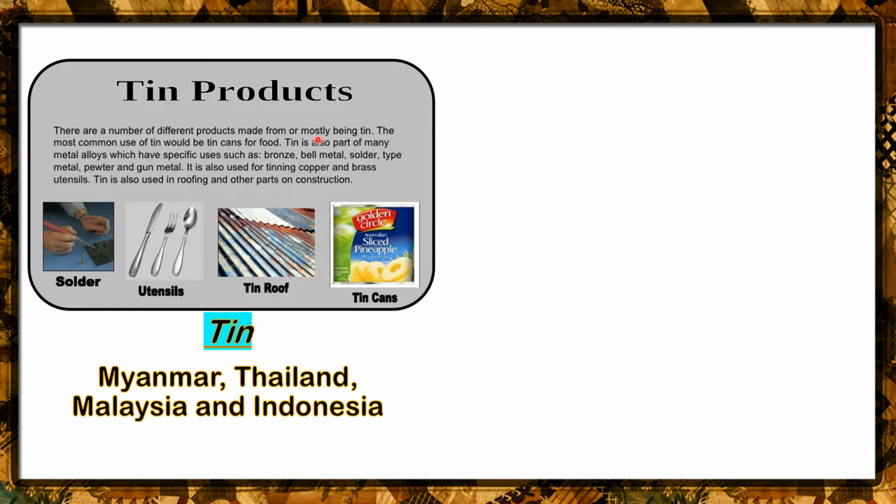Tin is also part of many metal alloys which have specific uses such as bronze, bell metal, solder, type metal, pewter, and gunmetal. It is also used for tinning copper and brass utensils. The tin is also used in roofing, like this one in the picture, and other parts on construction.